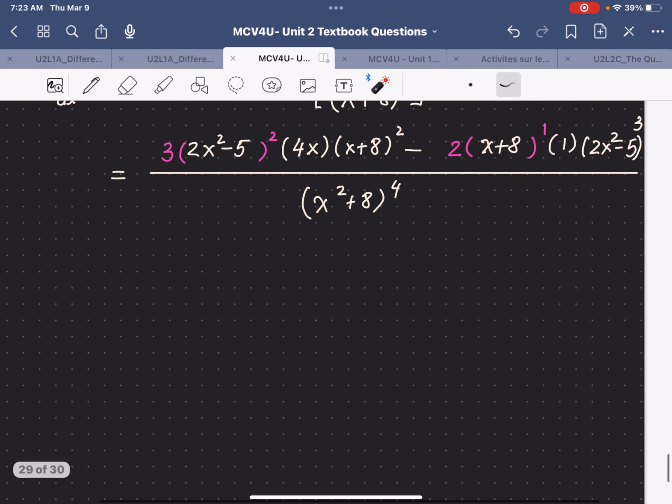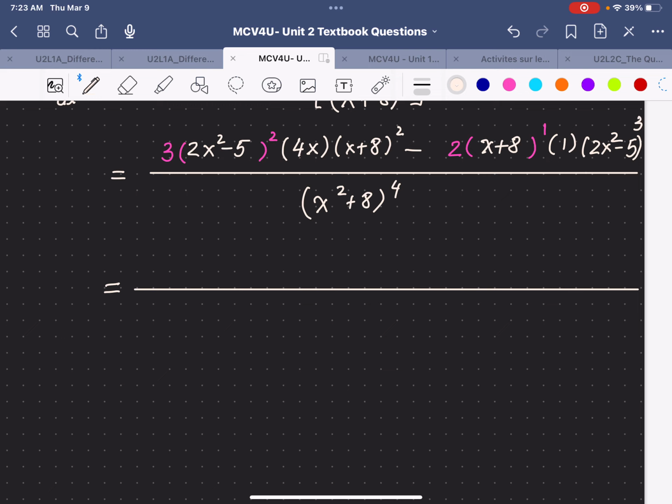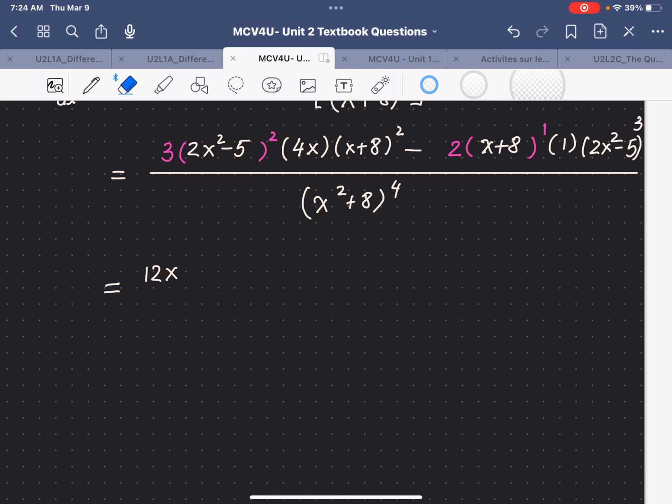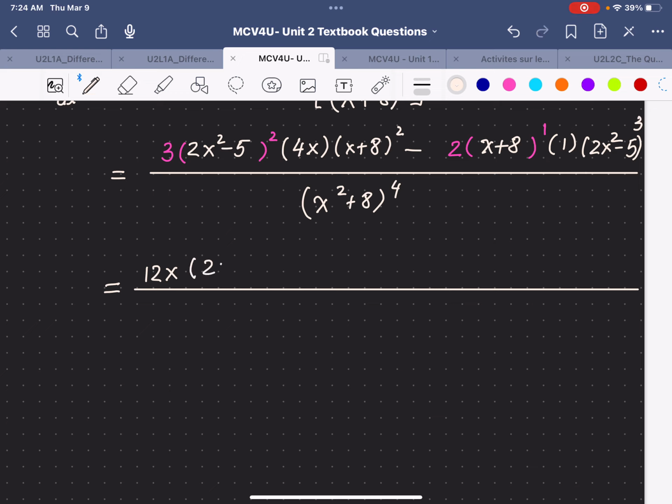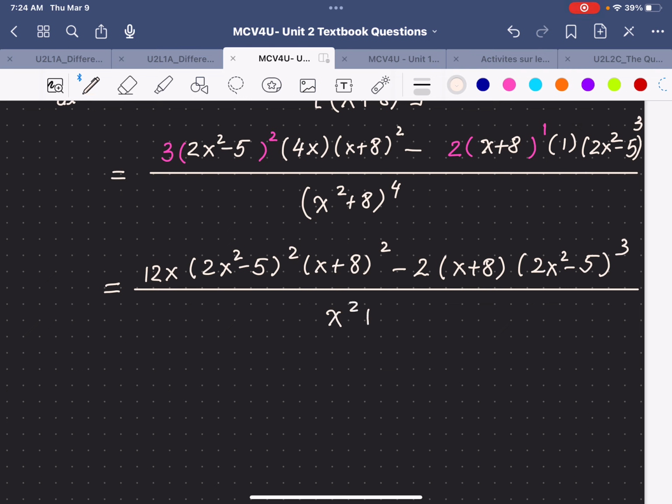So let's continue with cleaning up the expression a little bit. We're going to make the fraction line all the way to the end. As you can see here, we have a monomial 3, monomial 4x. Together they make 12x. And then (2x² − 5)², (x + 8)², and then minus. Now 2 times 1 equals 2, so we're going to leave it as 2. We have (x + 8), and then (2x² − 5)³ divided by (x² + 8)⁴.